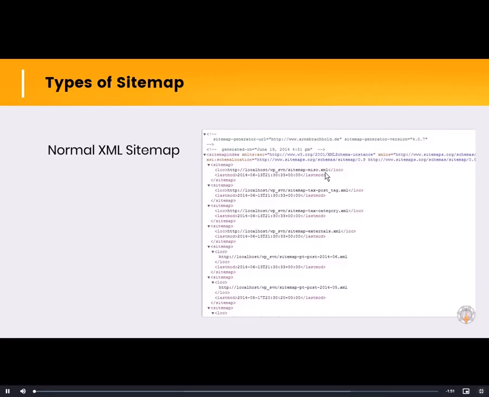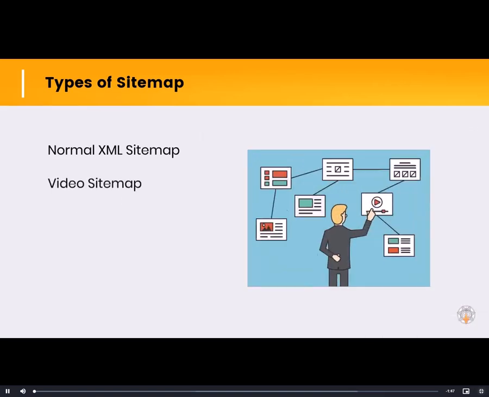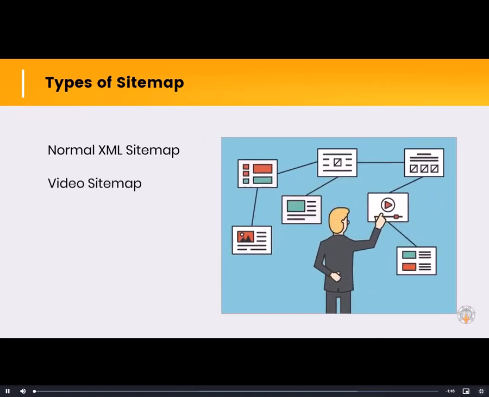Sitemap plays a very important role. So next part is video sitemap. Suppose we have a website that contains a large number of videos. So it helps Google to understand video content on your web pages. So we can set the sitemap according to the video also, to help Google to find those videos or the contents of a specific video.